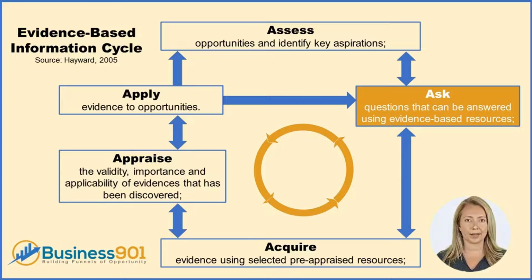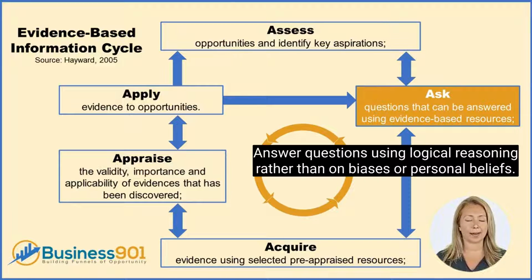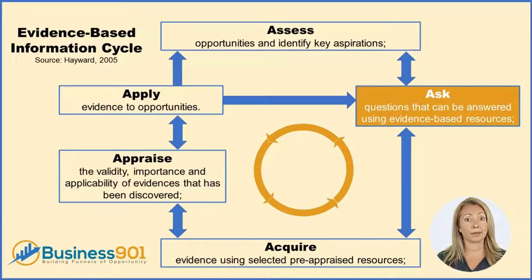Leaders must use this evidence to answer questions using logical reasoning rather than relying on biases or personal beliefs, i.e., consequences. Assess opportunities and identify key aspirations. To successfully implement an evidence-based information cycle, leaders must prioritize key actions to help them achieve their desired results. This is where the opportunity assessment comes in. Leaders should conduct a thorough and thoughtful evaluation of what needs to be accomplished to get closer to the desired goal. Finally, leaders must identify key aspirations to help them reach their goals.